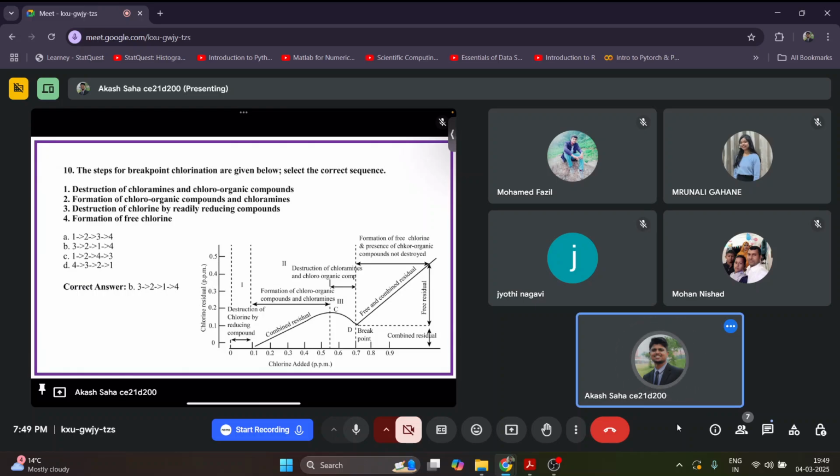And we can see the 45 degree line. So whatever you add will remain as residual. Now the total residual is somewhere around 0.5. If you extend it, around 0.5, out of which 0.1 is combined residual and the free residual will be 0.4. So I hope now the breakpoint chlorination curve and everything is clear. We'll move forward.